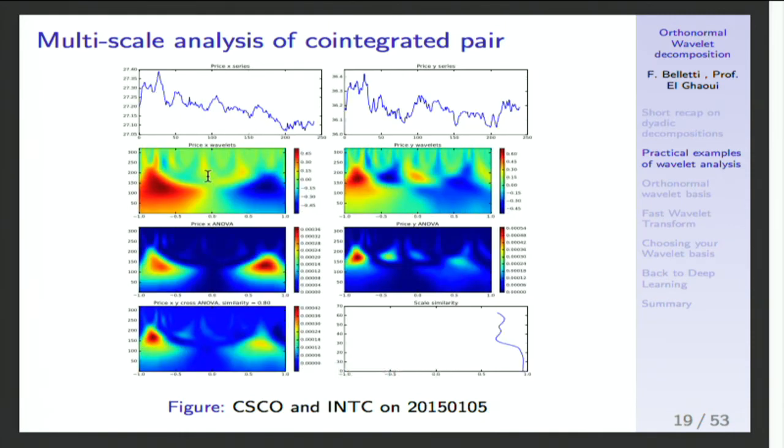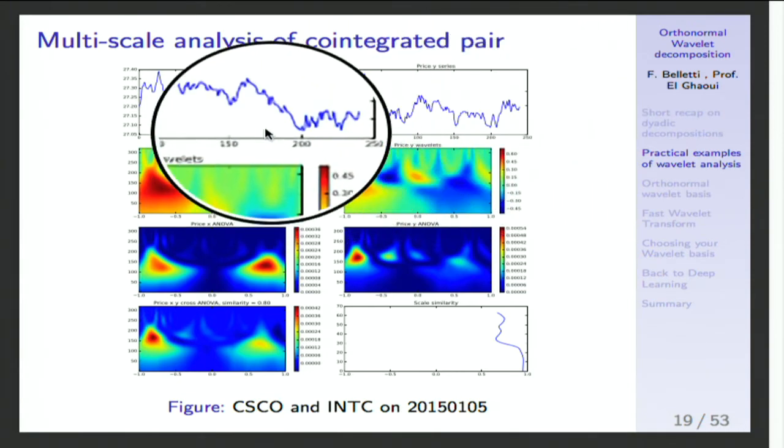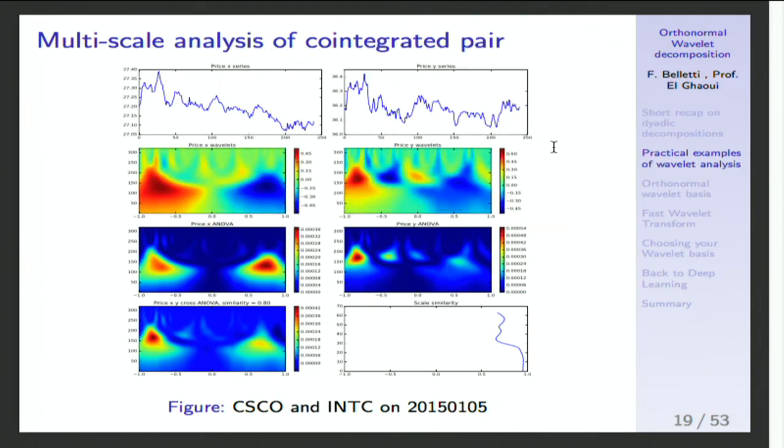So then I can take a look at another day and conduct the very same decomposition across scales and the very same correlation. And now you can see that here I had a lot of variations at small scales that were not matching for the two time series. Okay? However, in the long run, they look very similar.